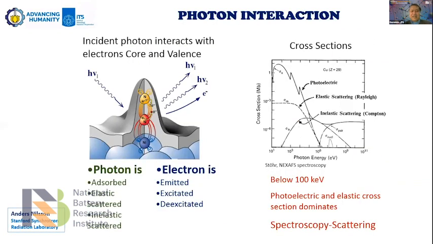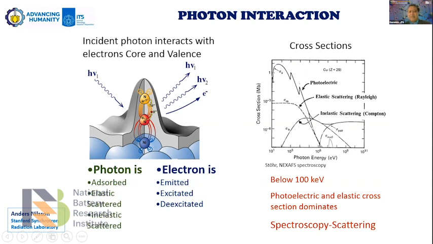Okay, I'm sure that Professor Ichikuni has already described well and completely the synchrotron X-ray absorption spectroscopy. However, I just add a description of the interaction between the X-ray photon and electrons in matter. So the photon in that case is absorbed or scattered, elastic and inelastic scattering and so on, and electrons will be emitted, excited or de-excited.